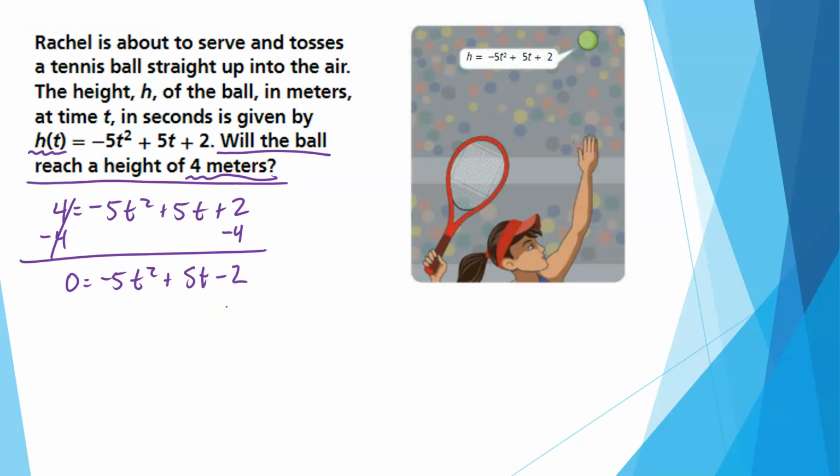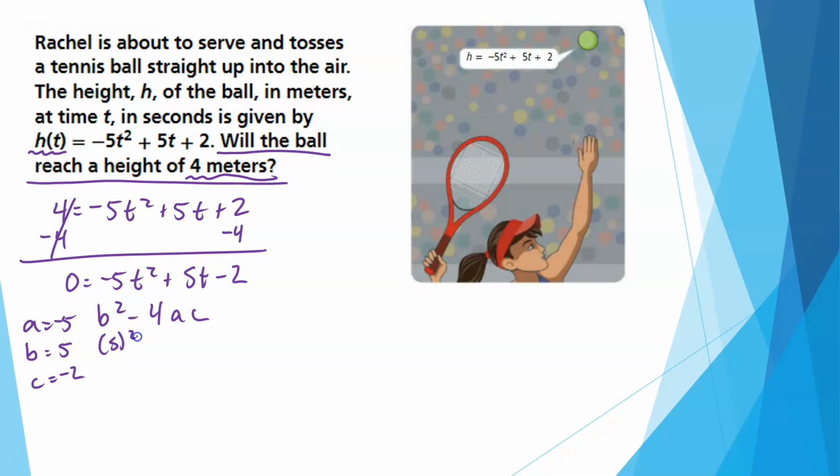Again, if it said, when will it reach 4 meters, I would just start solving, probably using the quadratic formula. Having said that, if it just wants to know will the ball reach that, I just need to see if there are any real solutions, because if there are, then yes, it will reach that height. To figure out if there's real solutions, I only need to find the discriminant. So my a is -5, my b is +5, my c is -2.